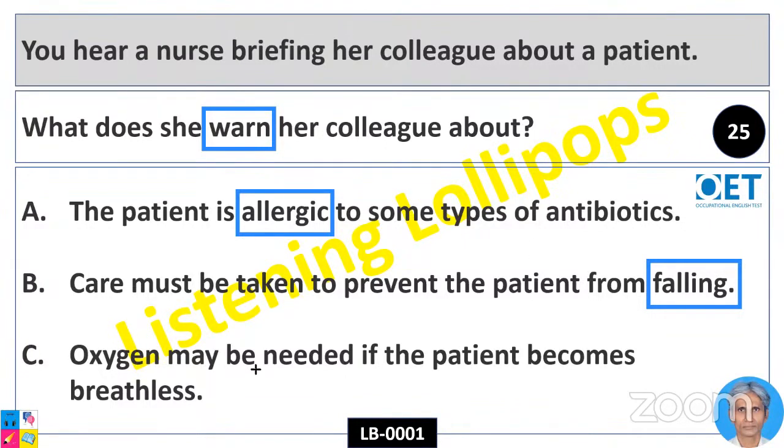Next one. Oxygen may be needed if the patient becomes breathless. So breathless, breath is the problem. He may become breathless.